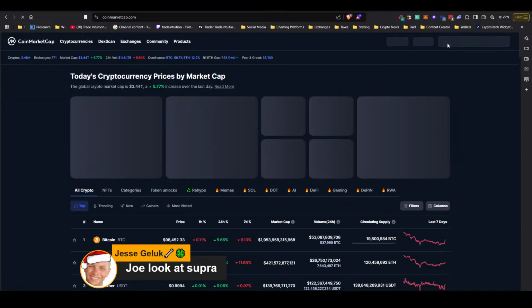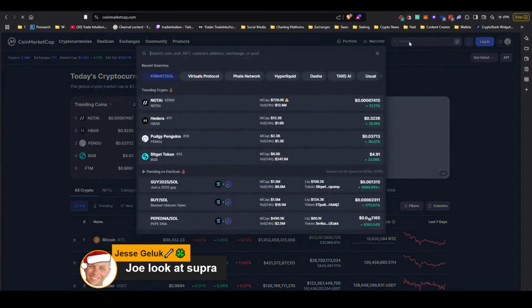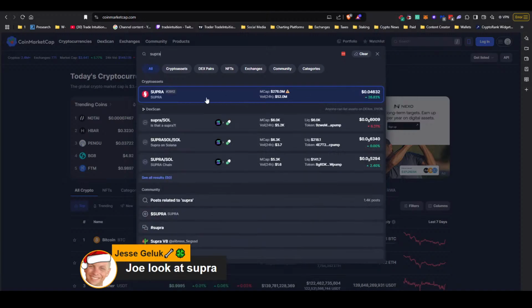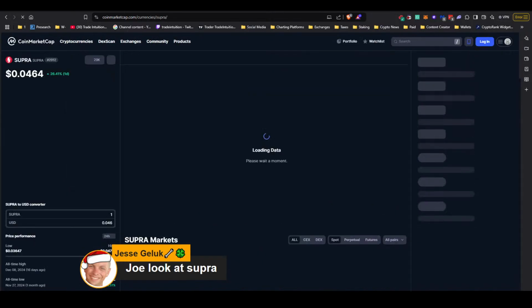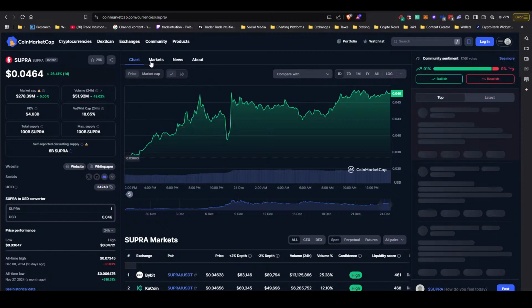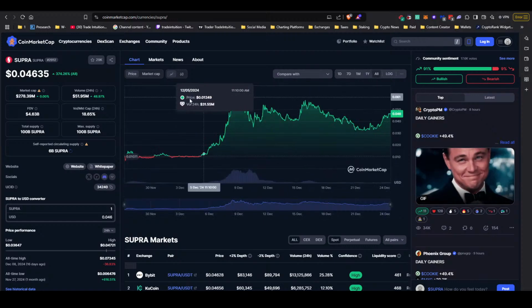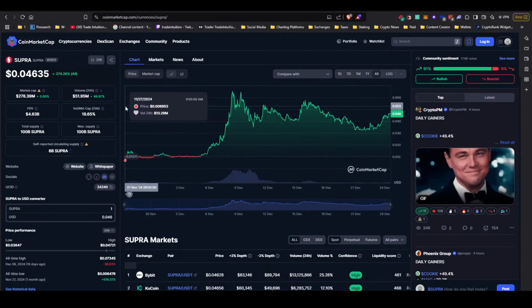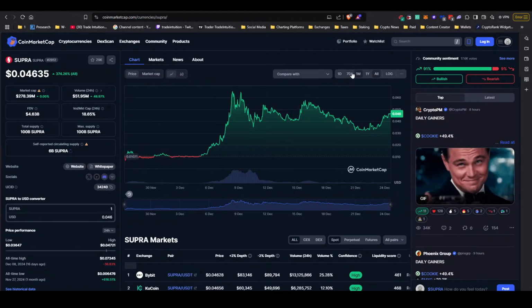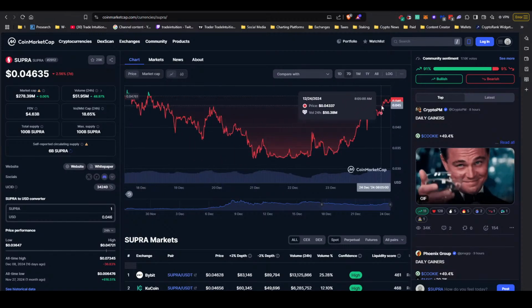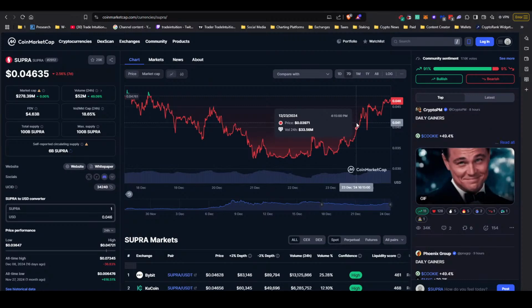Guys, I want to make y'all some money. Okay, Supra. Did I spell it correctly? Supra, yeah. Okay, so Supra is a 278 million market cap, so it is a baby. It was around last month, so it's a brand new token. Let's go to the 7-day, just so we can see the chart really quick. Had a really nice dip, starting to come up. Looked like it found its bottom, coming up.